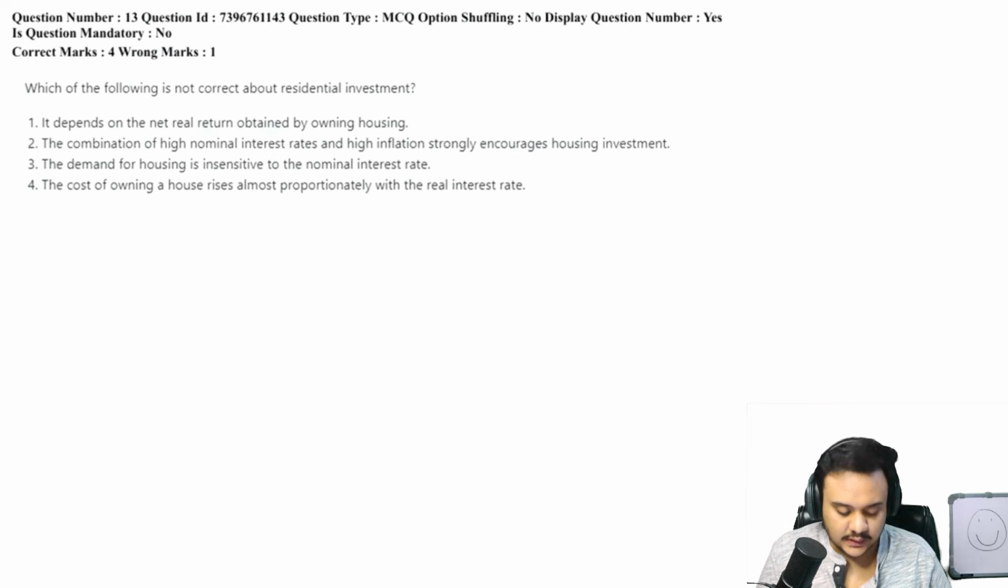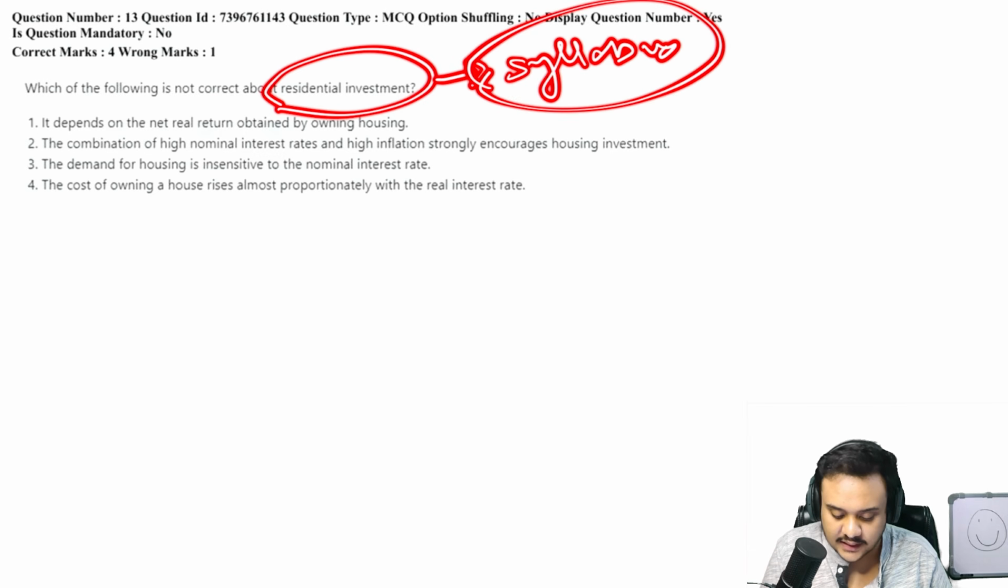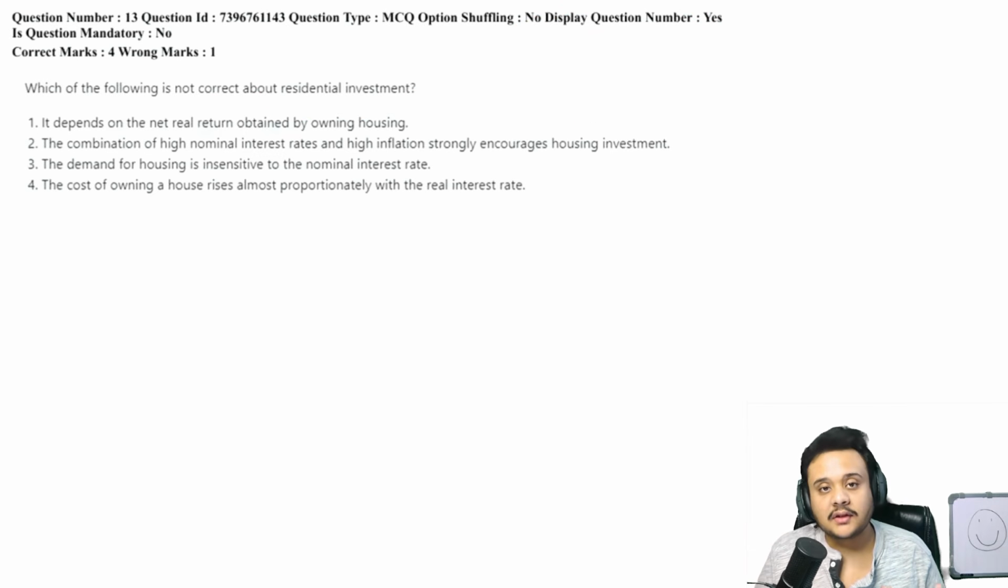So the 13th one says that which of the following is not correct about residential investment? Again, a topic explicitly mentioned in the syllabus. Please, at least the topics that are clearly given to you in the syllabus, do not skip those or try to cover as many as possible.